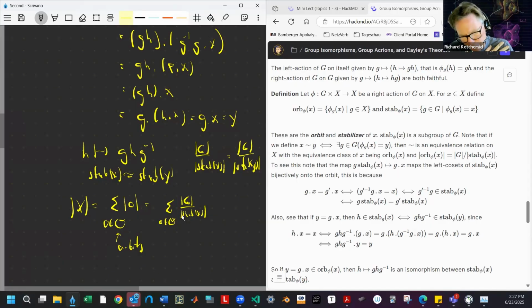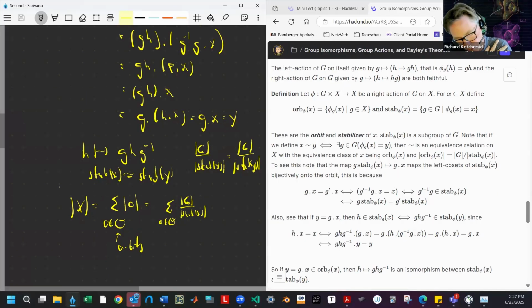But notice one thing is that these stabilizers all, for example, divide G, and X has the same size as this. So if something is dividing G here, and it's not being divided out by one of the stabilizers, then it divides X, right?